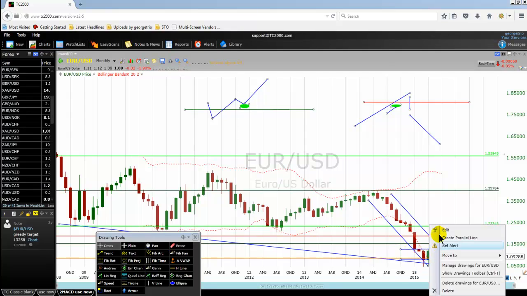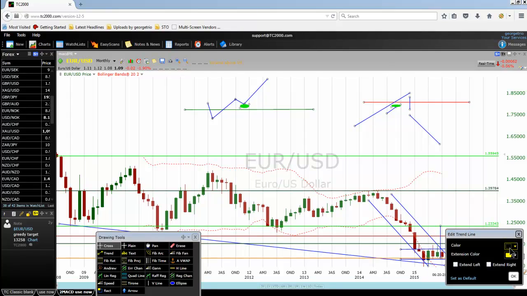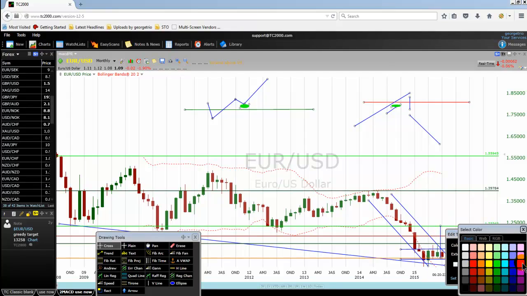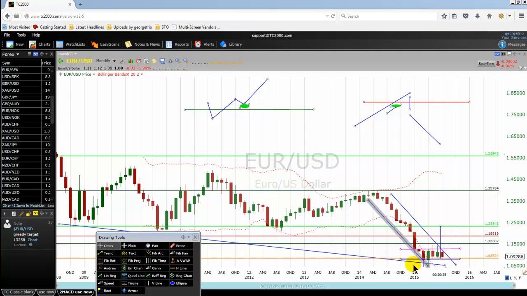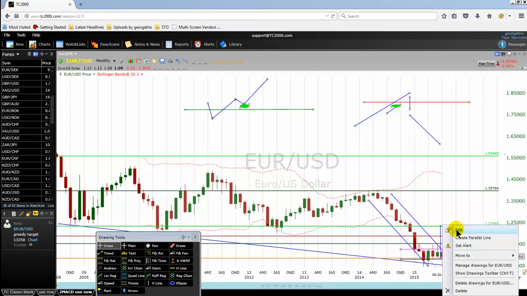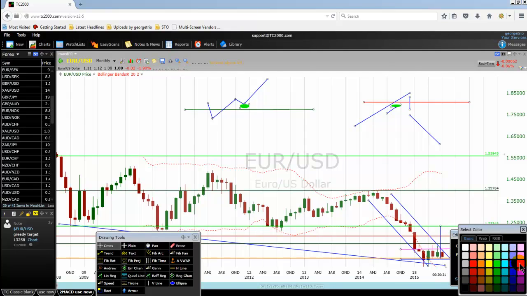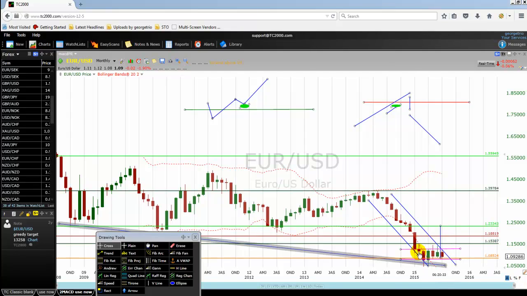So now I want to color it pink, as I promised you. Pay attention to the pink channel that I'm drawing here. All right, the smaller pink one. So within the declining channel, we have what? A horizontal channel. So how do we interpret that?